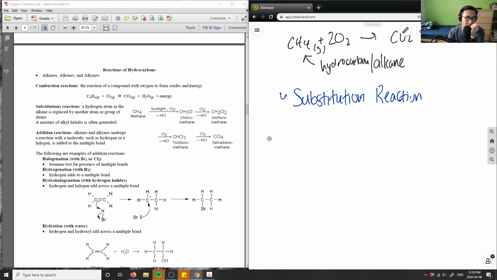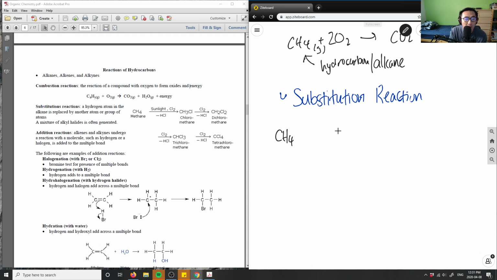So what's the substitution reaction? In this case, this note defines it as a hydrogen atom in the alkane being replaced by another atom or group of atoms. So I am substituting something. I'm going to do an example of a substitution reaction here. They use methane, so I'll do methane.